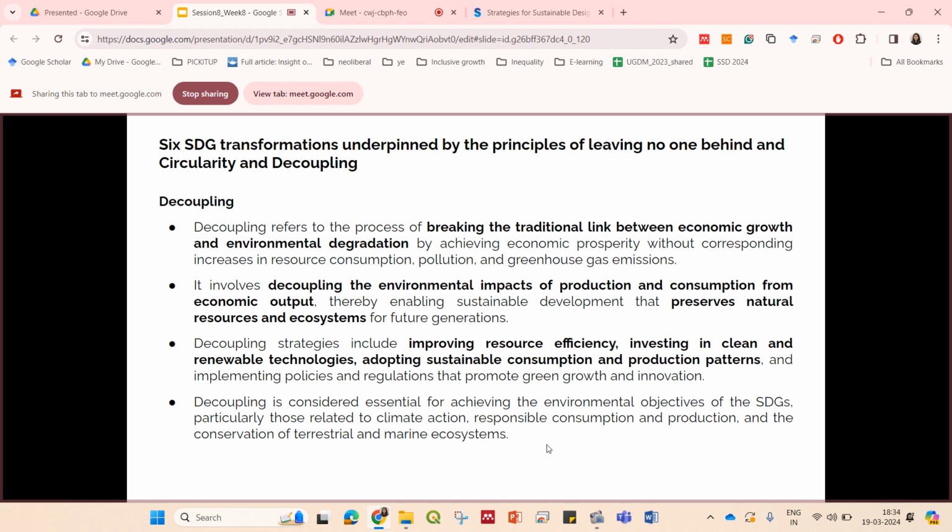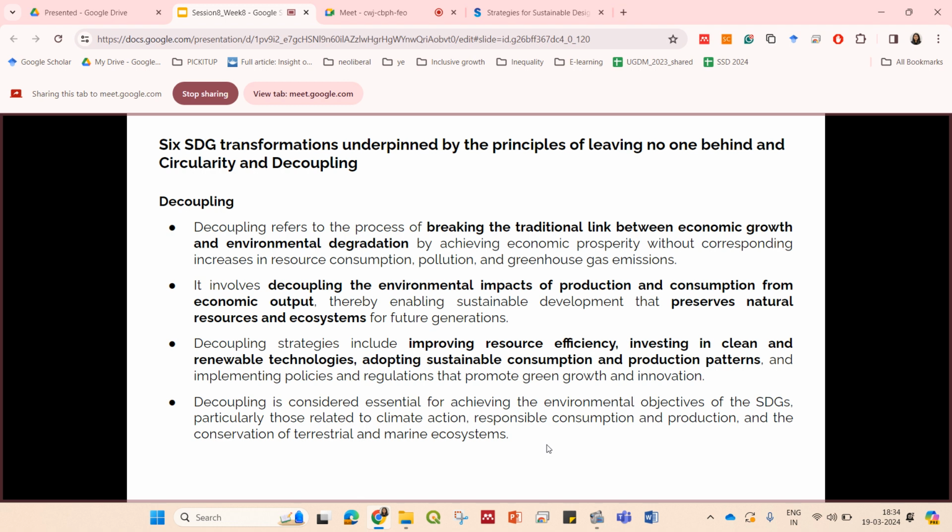Similarly, decoupling. Decoupling refers to the process of breaking the traditional link between economic growth and environmental degradation by trying to achieve economic prosperity without corresponding increases in resource consumption, pollution, and greenhouse gas emission. Historically, we have seen that the countries that have achieved the most economic growth have also caused the most environmental degradation. They have been the highest producers of greenhouse gas emissions and pollution.